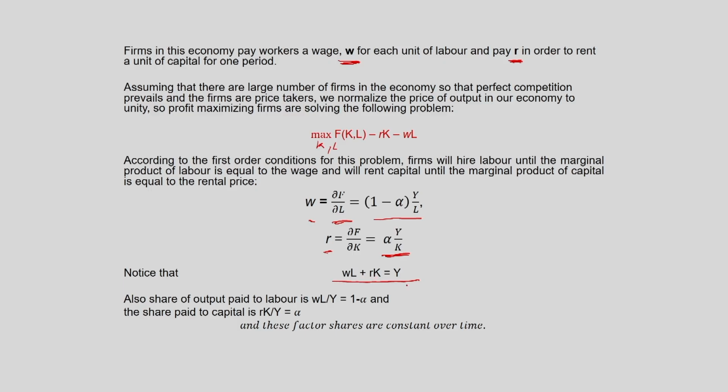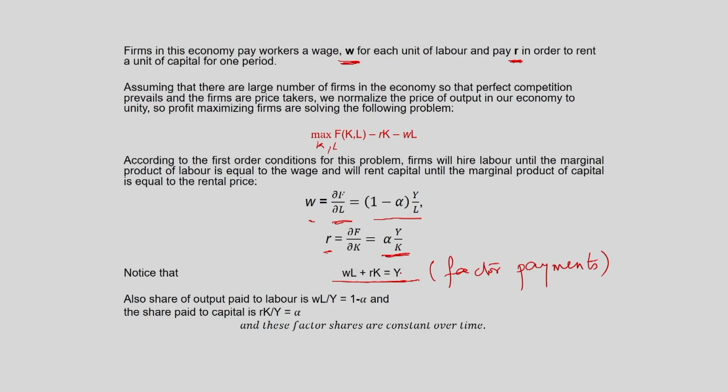So which means that the payments to inputs, or you can also say that these are factor payments, completely exhaust the value of the output produced. So in this economy there are no economic profits to be earned, and this important result is a general property of production functions with constant returns to scale.